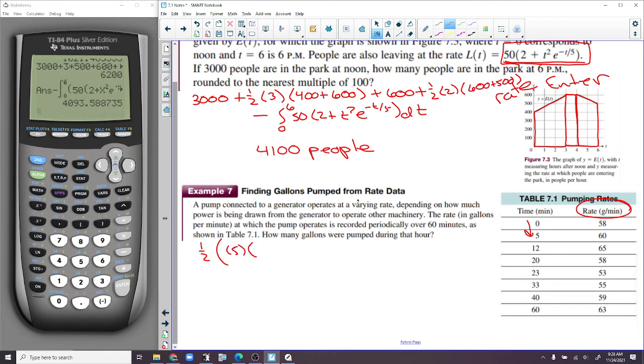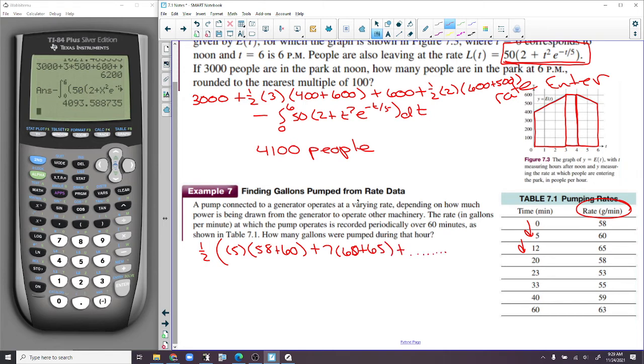Or excuse me, the height. I meant to say the height is 5. And then one of the bases is 58. The other is 60. So there's the first trapezoid that we're estimating the area under the curve. Plus the next one, 5 to 12, is 7. And then we have 60 plus 65. And then plus, we'll keep on going in that manner.